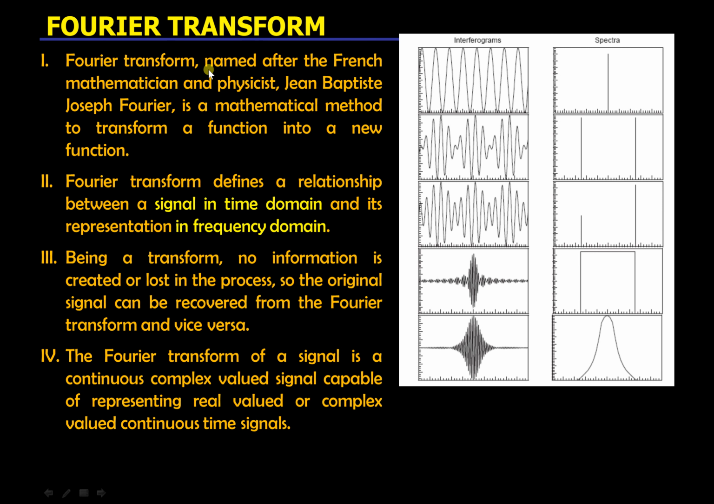The Fourier transform, named after the French mathematician and physicist Jean-Baptiste Joseph Fourier, is a mathematical method to transform a function into a new function. It defines a relationship between a signal in the time domain and its representation in the frequency domain. So this is the time domain, these are interferograms, and this is spectra. Being a transform, no information is created or lost in the process, so the original signal can be recovered from the Fourier transform and vice versa. The Fourier transform of a signal is a continuous complex valued signal capable of representing real valued or complex valued continuous time signals.